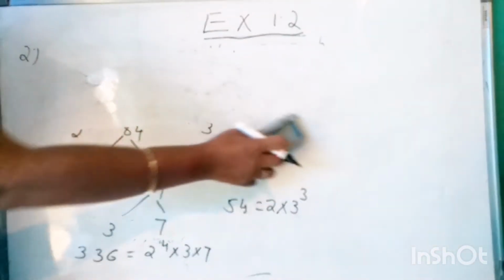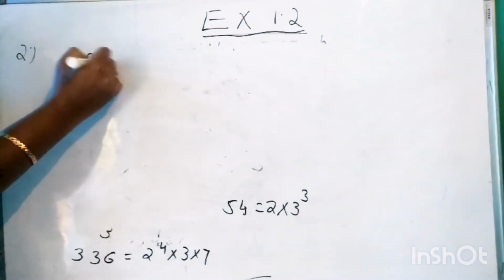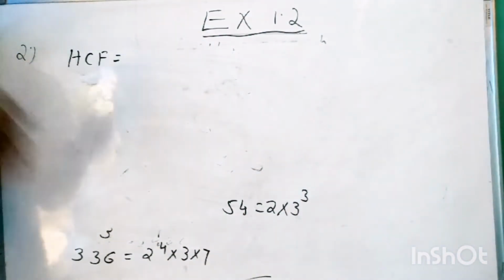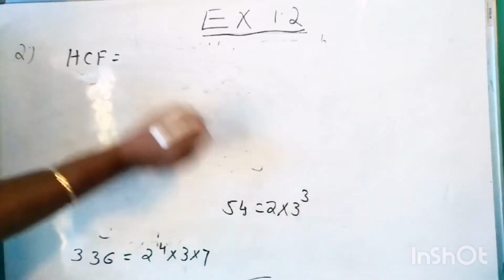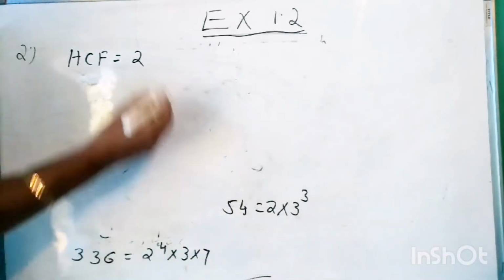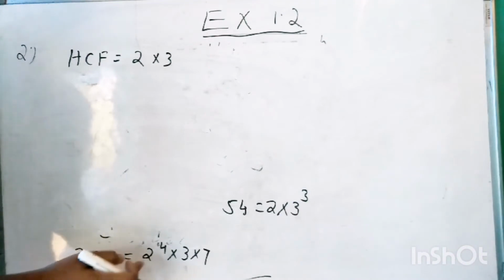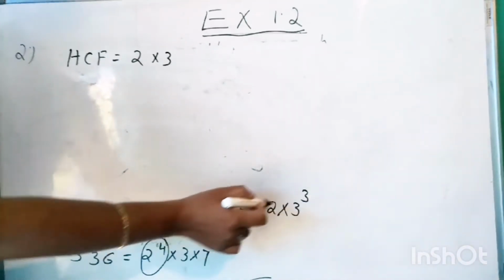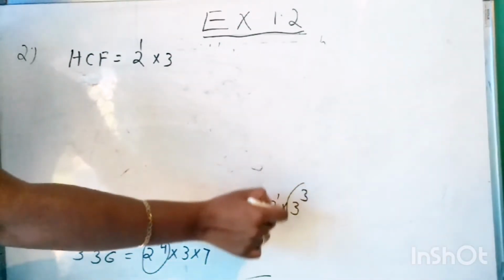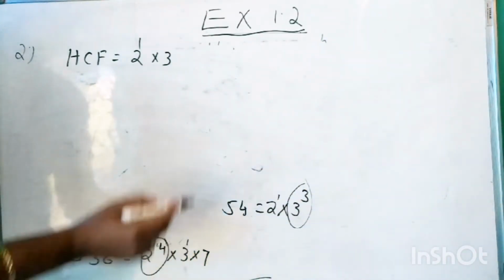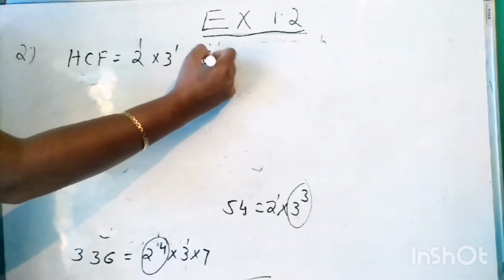Now we need to find out the LCM and HCF. HCF is equal to, we need to find out the common prime factors. 2 is a common prime factor and 3 is also a common prime factor. Now the smallest power. Here the power of 2 is 4 and here the power is 1, so the smallest power is 1. And here the power of 3 is 3 and here it is 1, so the smallest power is 1. So HCF is equal to 6.